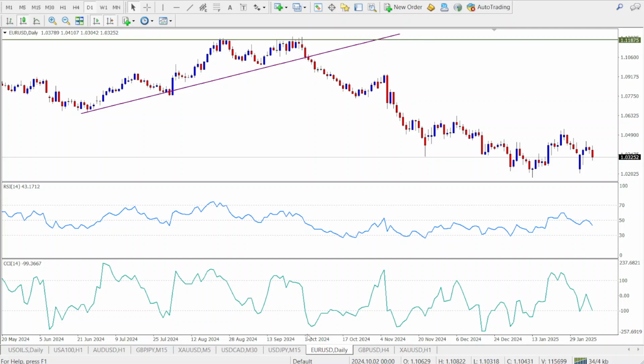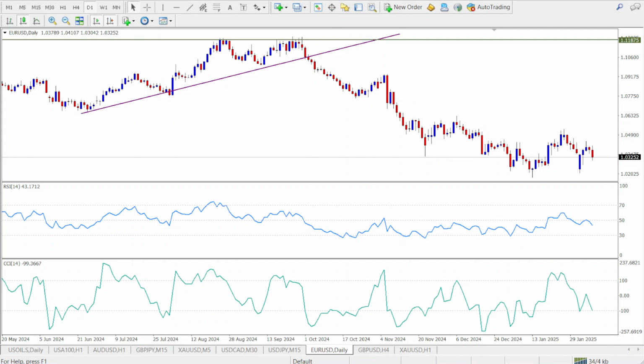Now let's just talk about the commodity channel index, or the CCI. Unlike the RSI, the CCI is an unbounded oscillator, meaning it does not have a strict 0 to 100 range. Instead, it fluctuates based on market volatility. Readings above plus 100 suggest strong bullish momentum, signaling a potential buying opportunity. Readings below minus 100 indicate strong bearish momentum, suggesting selling pressure.